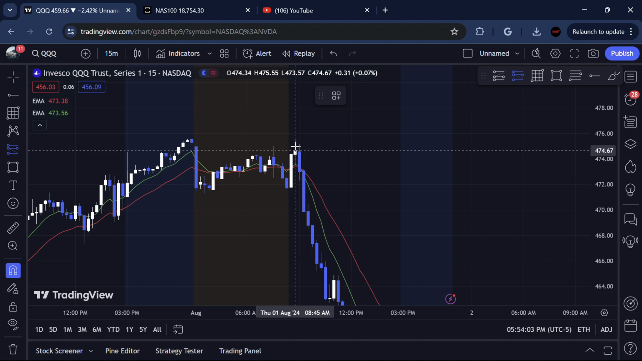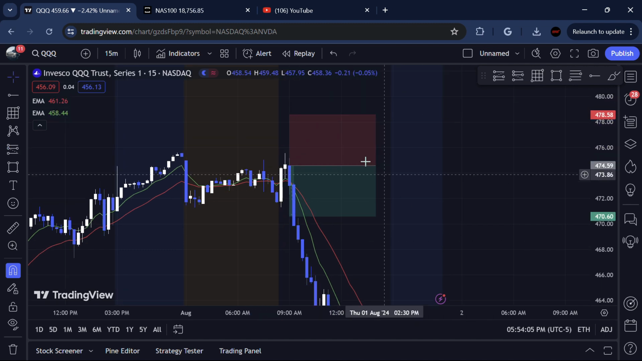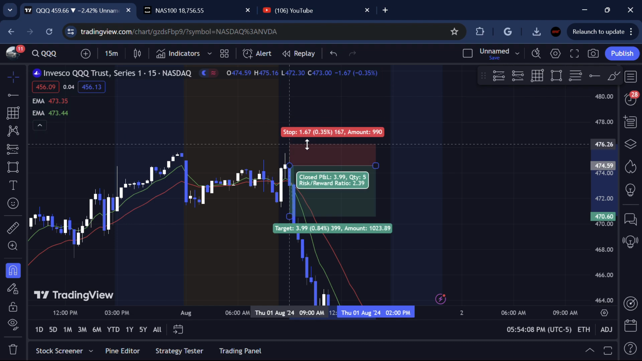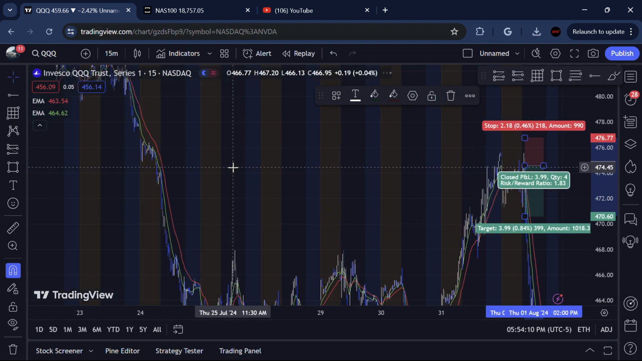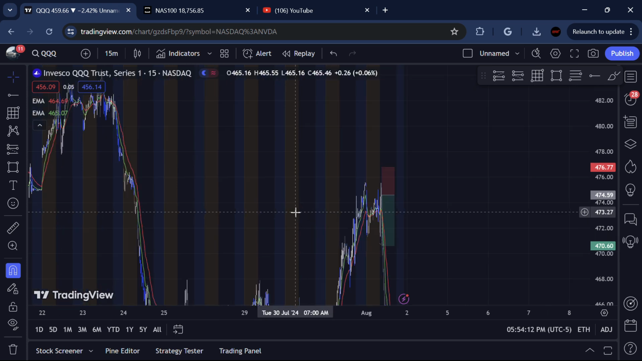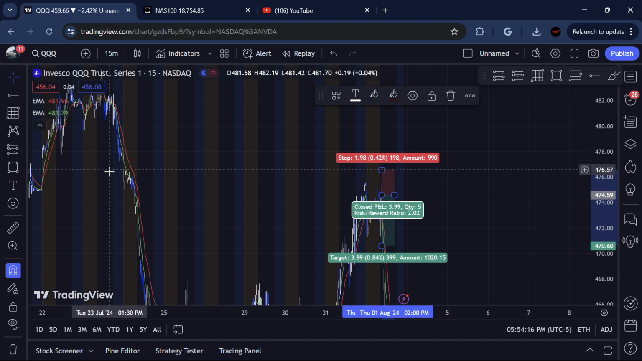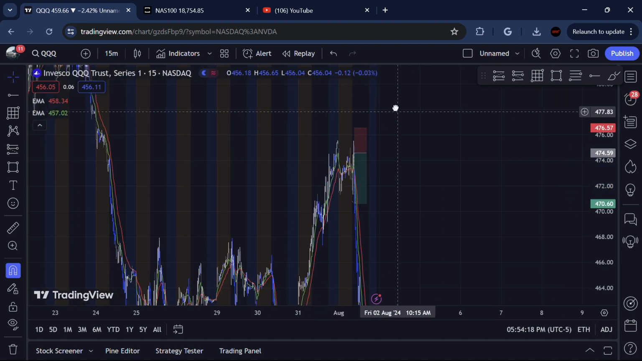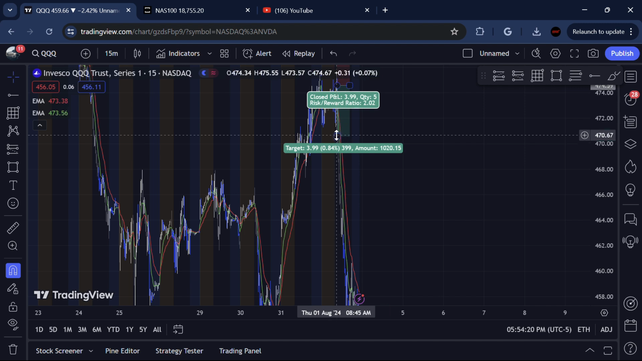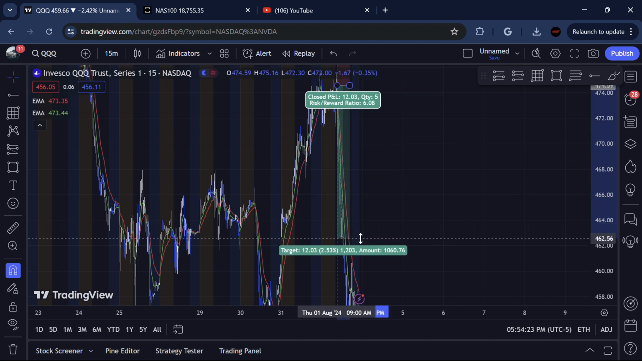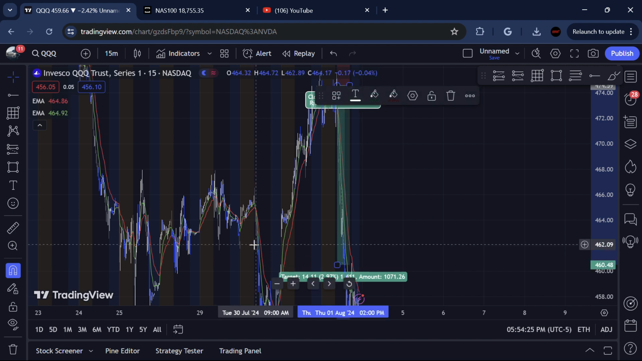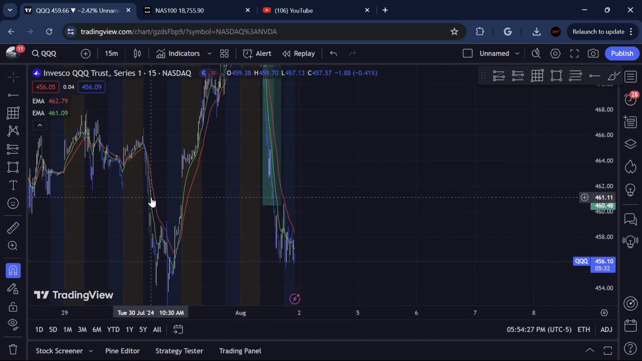I took shorts right here. I believe I entered right around on this candle right here, just waiting for a little bit more of a confirmation. Stops were above these highs right here, right at this gap. So as you can see, this gap right here, I wanted to stop out right there. And then I targeted all these lows down here. I believe I only targeted to this close of that gap right there.